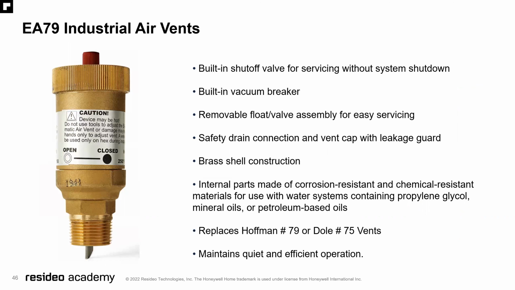The EA79 industrial air vent has a built-in shutoff valve for servicing without system shutdown. You can see right there on the label, it's got the open and the closed portion. You can physically twist it from open to closed, and that shuts off water flow into the valve, which allows you to take the top off and service the valve without getting sprayed in the face. You can keep the system up and running.